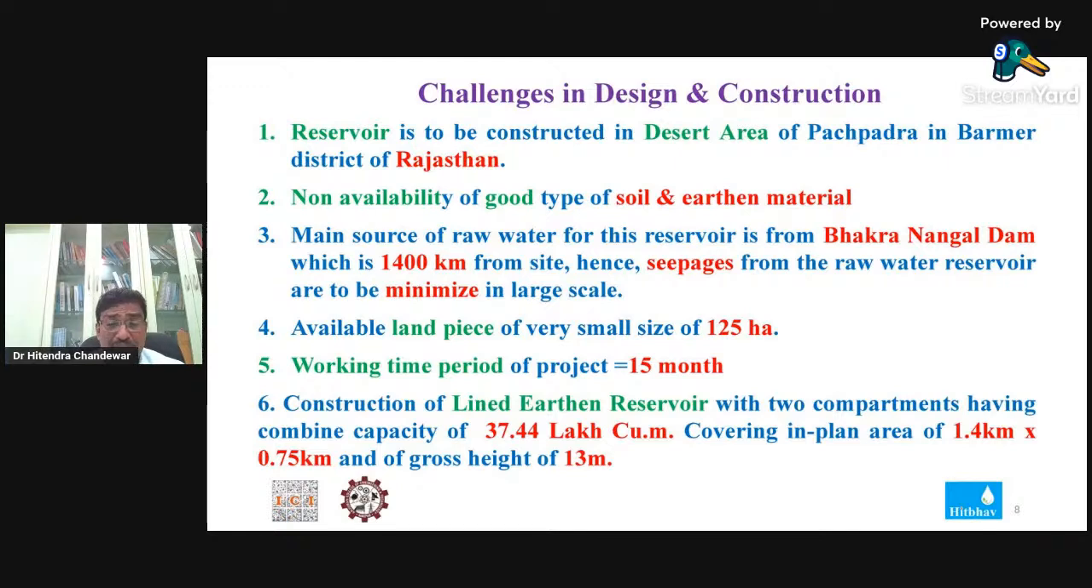It was a huge reservoir because the capacity was 37.44 lakh cubic meter, and the working period was only 15 months. Within these 15 months we had to do all the detail engineering, soil investigation, and construction, everything within this period. So there were a lot of challenges, and we addressed them very nicely.